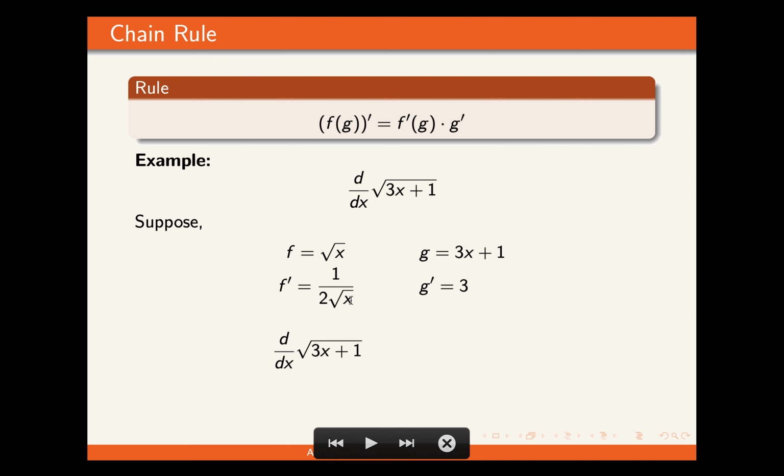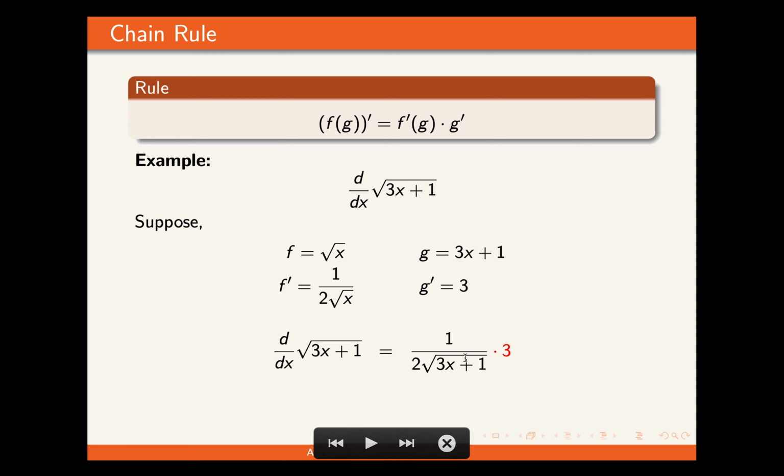We need to replace x completely by the function 3x plus 1. When we do that, when you replace x by 3x plus 1, we get 1 over 2 times the square root of 3x plus 1. So this is f prime evaluated at g, the f prime function composed with g. Now we need to multiply by the derivative of g, which is just times 3. We are done. This is the derivative of the square root of 3x plus 1 by using the chain rule.